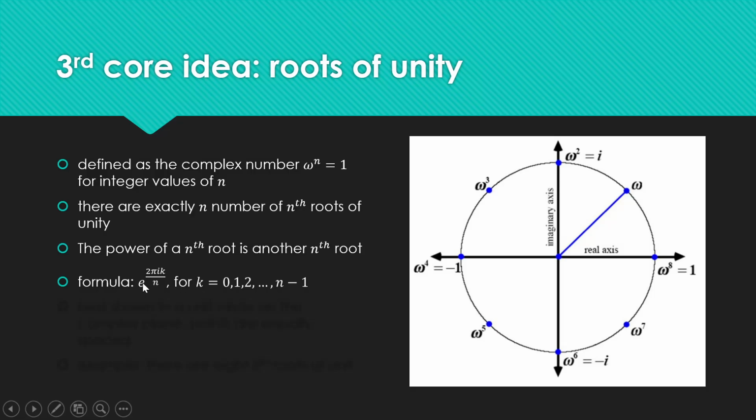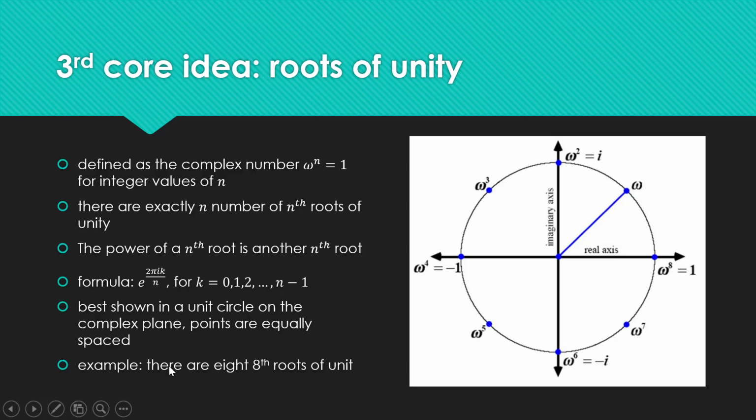So for example, here there are 8 roots of unity. You plug in 8 into n, and then you solve for values of k starting from 0 up to 7. Notice that if you reach 8, it wraps back around, goes back to k equals 0. So roots of unity are periodic and they are equally spaced on the unit circle in the complex plane.